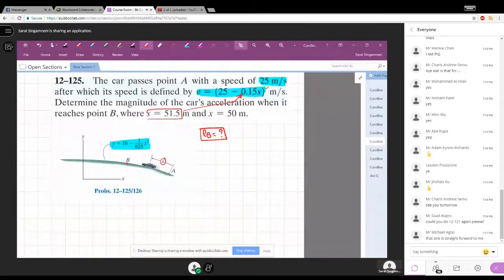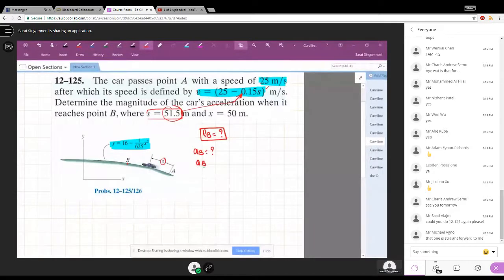We have solved problems like this. If someone gives you velocity as a function of displacement, you can convert that into acceleration as a function of displacement. And then into that, you substitute the same s and get the corresponding acceleration. That will become the tangential component of acceleration. So to get the car's acceleration at B, he is asking you to calculate what is a_B.